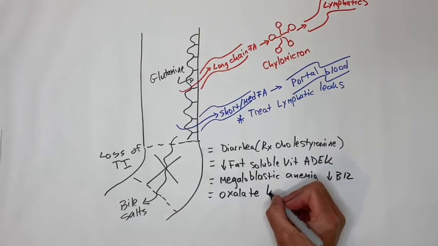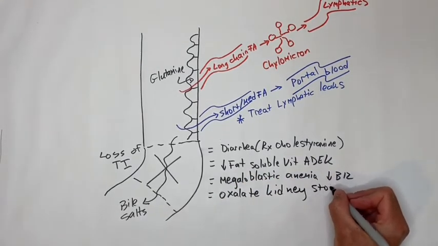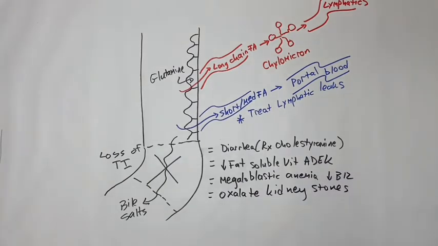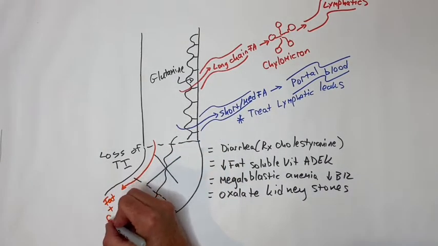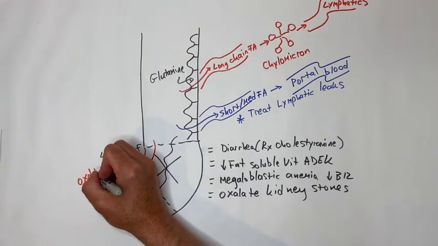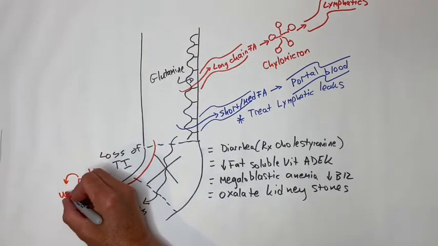After terminal ileal resection, patients can get oxalate renal stones. What happens is that too much fat in the colon binds calcium, so the colon absorbs more oxalate than it should, and this precipitates in the urine to form stones.